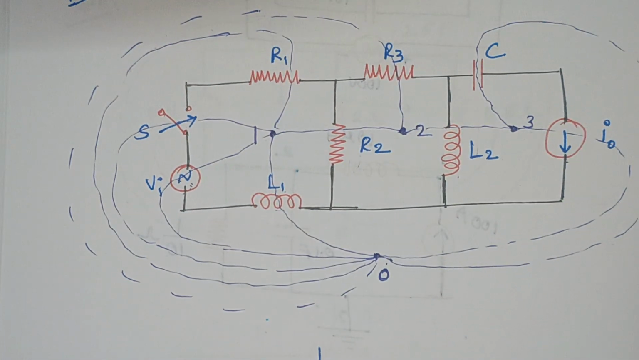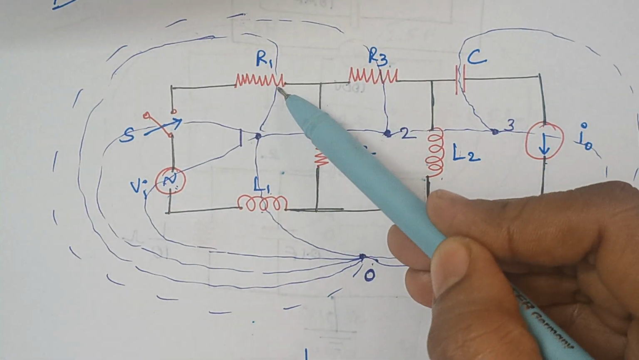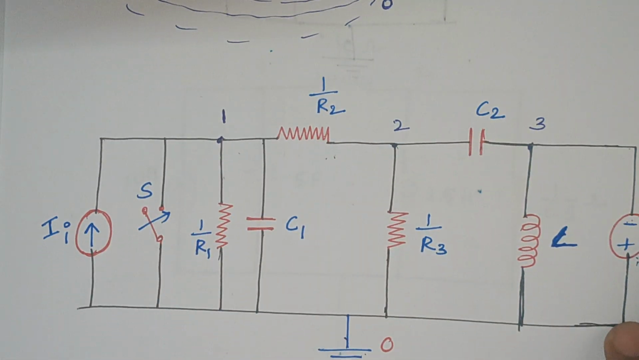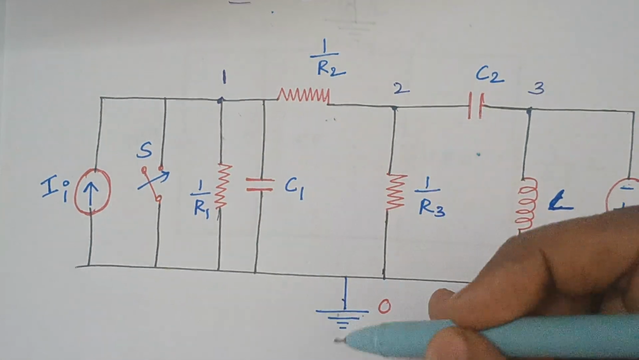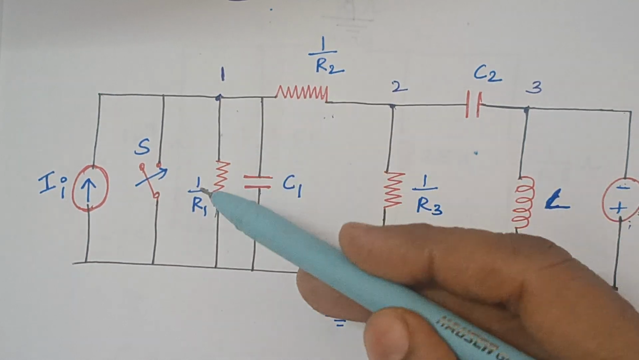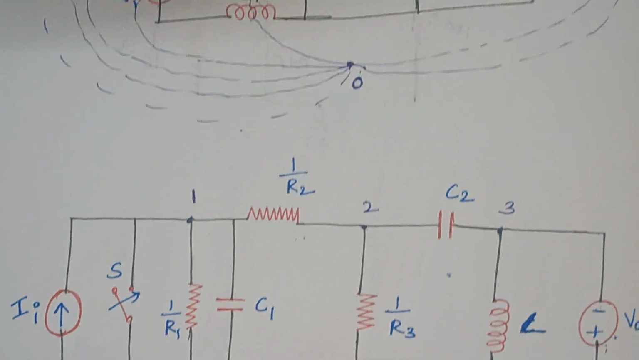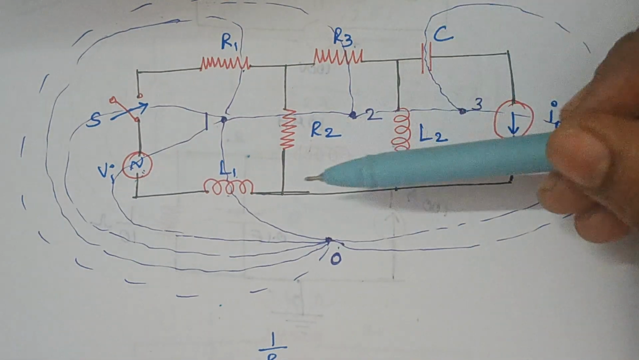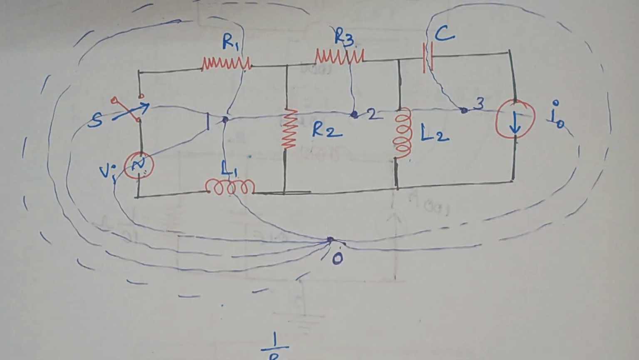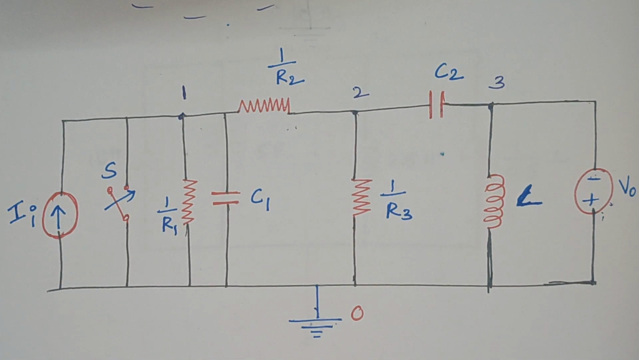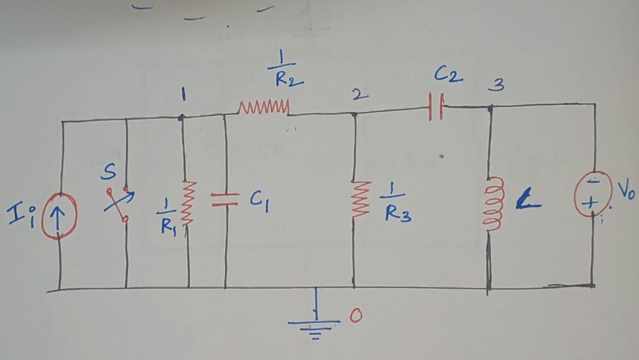Now the next thing is the resistor R1. This resistor R1 is connected between dot 1 and dot 0, and it is represented as 1 by R1. And finally, we have an inductor L1, and this L1 is represented as a capacitor C1. Now we have completed this circuit, and after completing the circuit, you can check it.